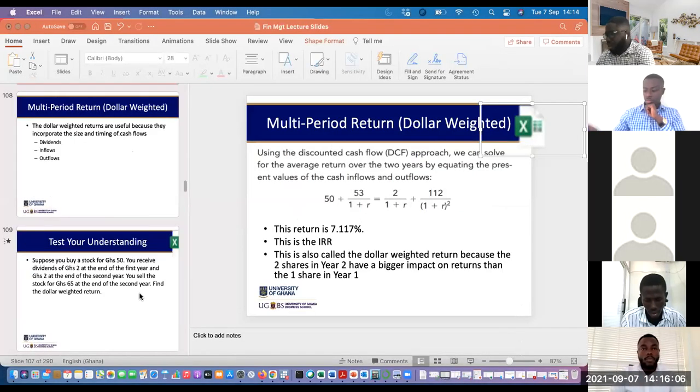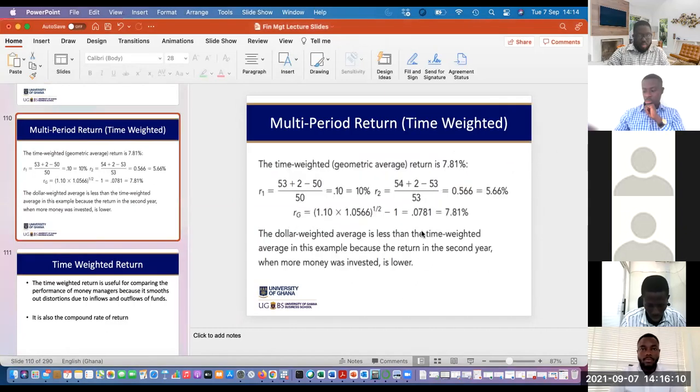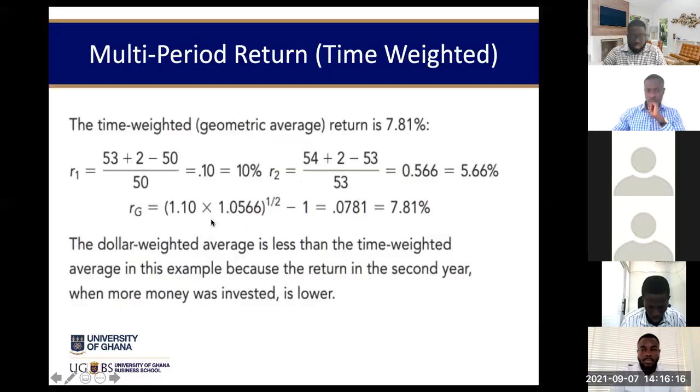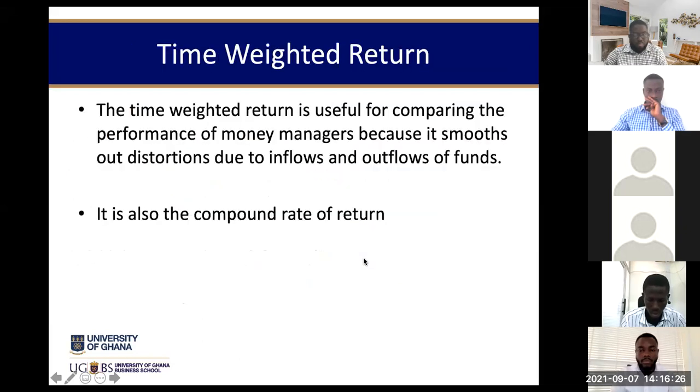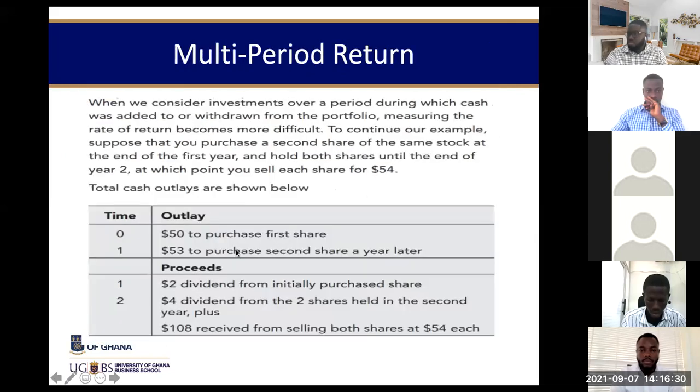Okay, so let's go to the dollar weighted return. Basically in this case, we calculate the geometric return for the different time periods. That's why it's called a dollar weighted return. Okay, so remember this example that we did last week.